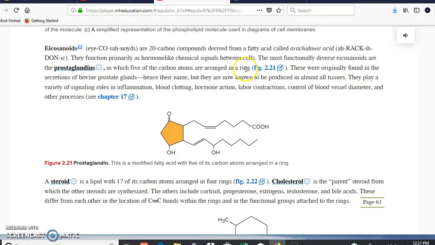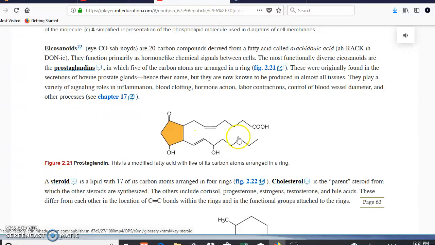We have in here eicosanoids, which come from a fatty acid called arachidonic acid, as you can see right here. It's very important because from there you're going to get prostaglandins, which are a very important substance in our body that you're going to learn about later on.